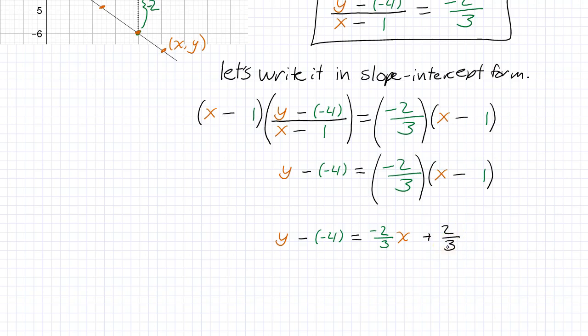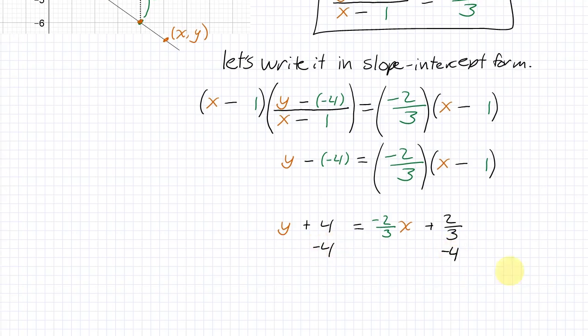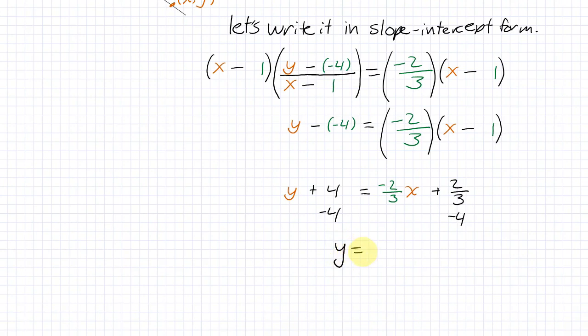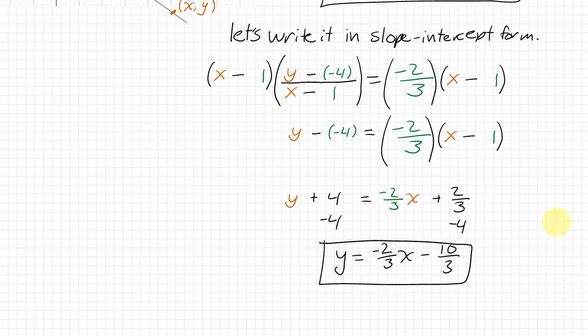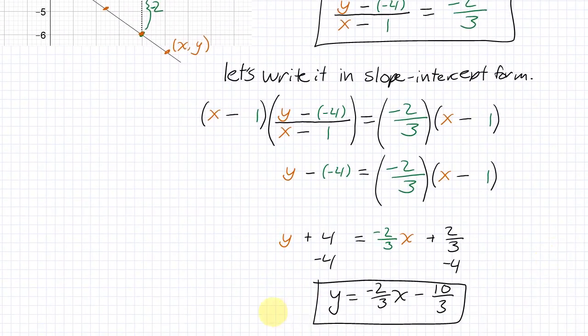And this is another equation for the line, and the y minus -4 we should write as y plus 4, and then we can subtract that from both sides. And we'll get the equation of the line is y equals -2/3 x, 2/3 minus 4 is -10/3, I believe. So this is now in slope-intercept form. This is the same line as we had before, but just written in the usual form.